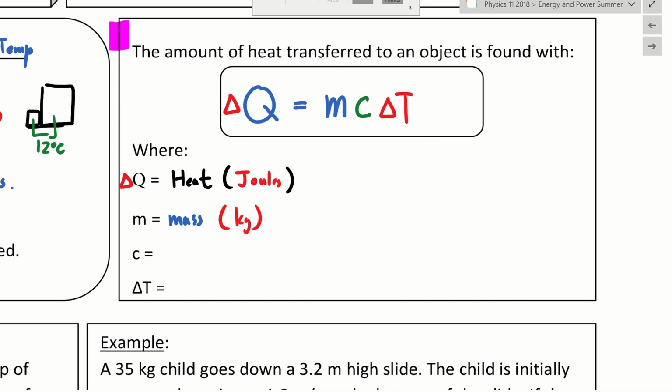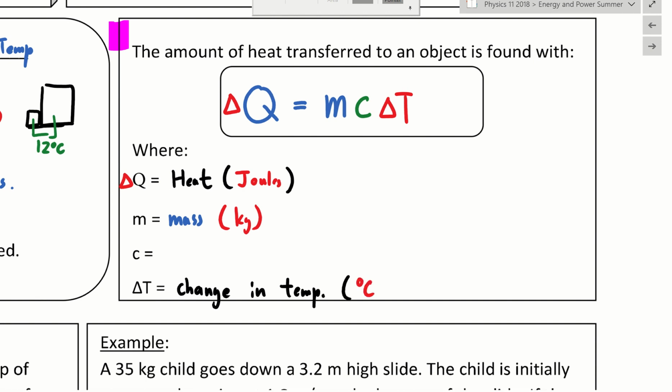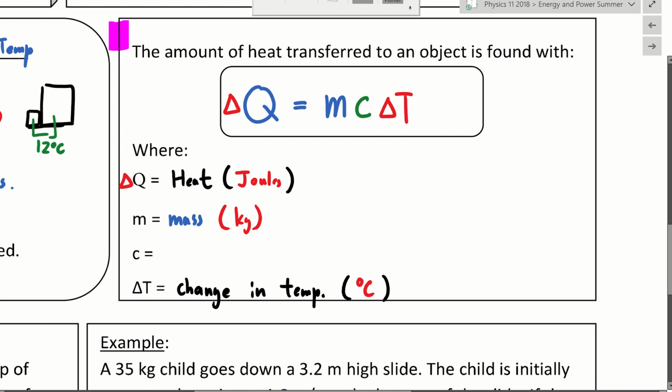Okay? Now let's talk about temperature first before going back up to that new thing, c. So ΔT is the change in temperature. Temperature is measured in degrees Celsius, so if you have a question in Fahrenheit, you have to change it back to degrees Celsius. Usually we'll have final temperature minus initial temperature.